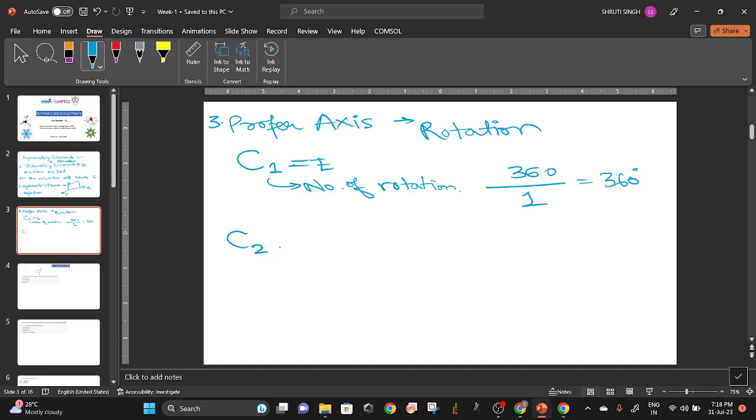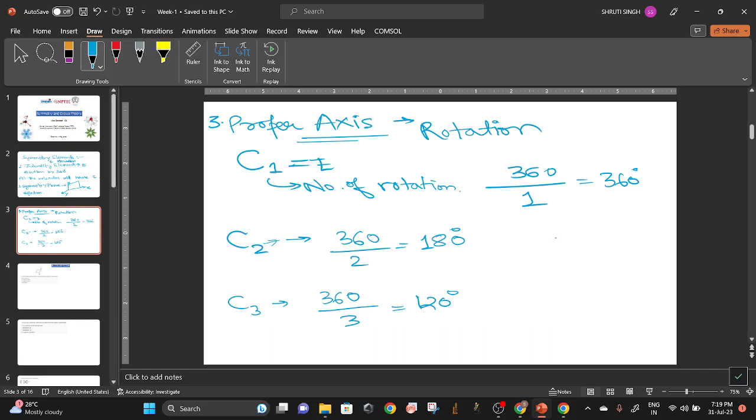If it is C2, it means 360 by 2, that is a 180 degree rotation, half of the complete rotation. If it is C3, it is 360 by 3, that is a 120 degree rotation. So when we say a molecule has a C2 axis, it means when we rotate it twice, the molecule gets back to its original configuration.